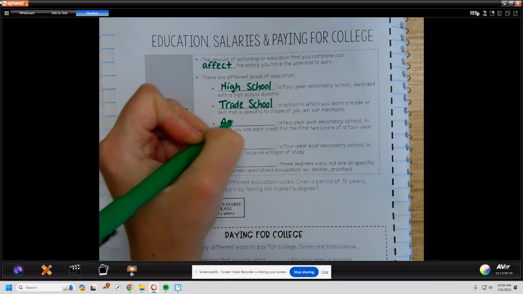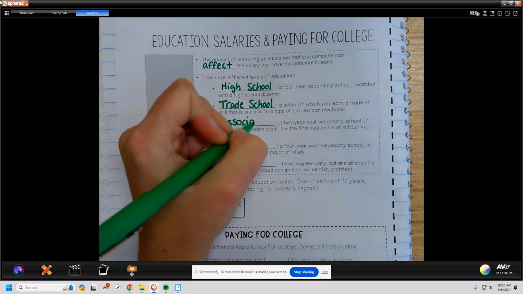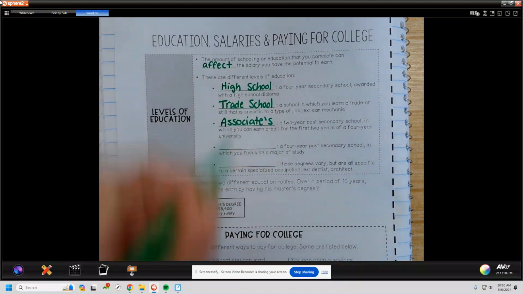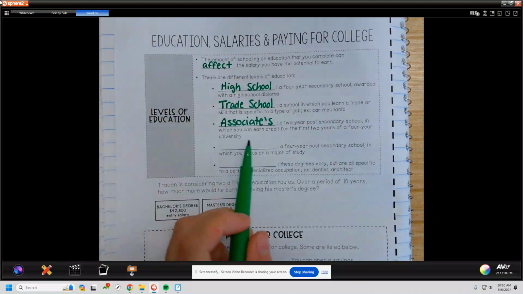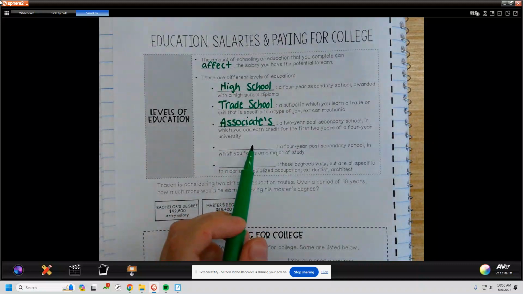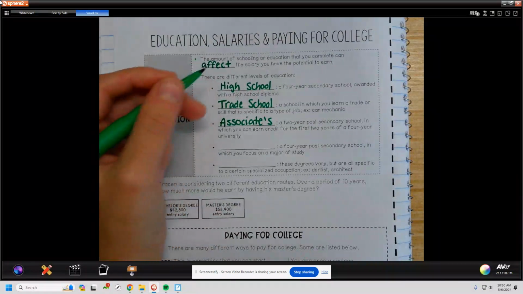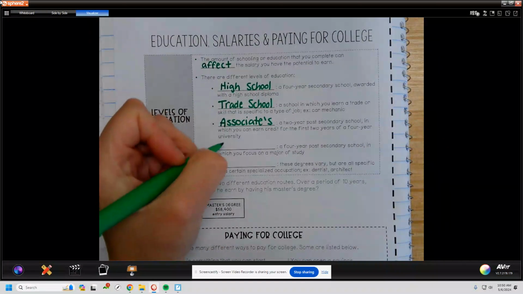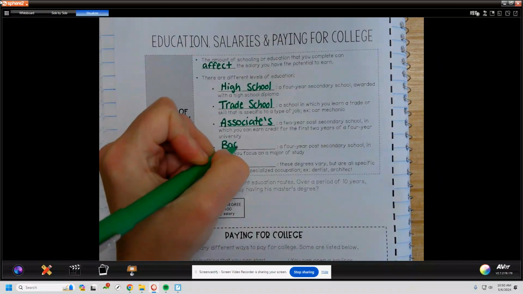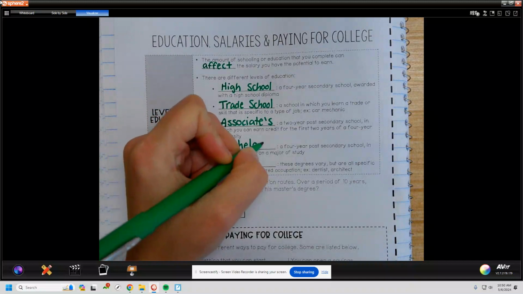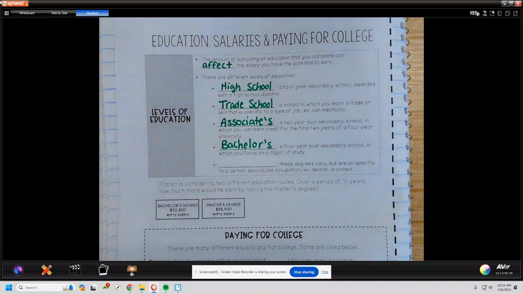The next one we're going to fill in is associate's degree. That's what I was telling you about before. It usually takes 2 years. Not super common, but certain jobs require just an associate's degree. The most common type of degree is a bachelor's degree. That usually takes 4 years.